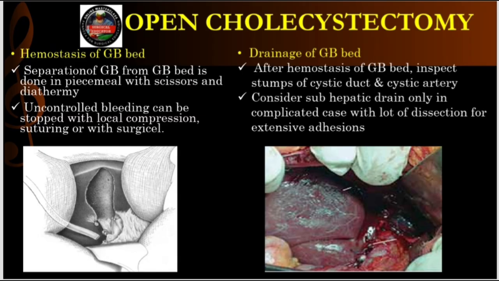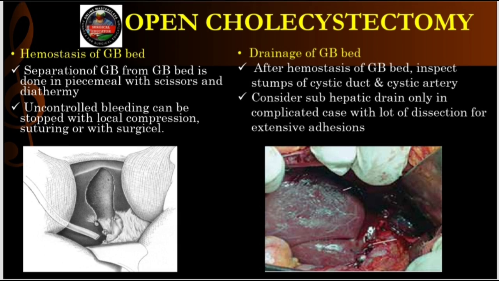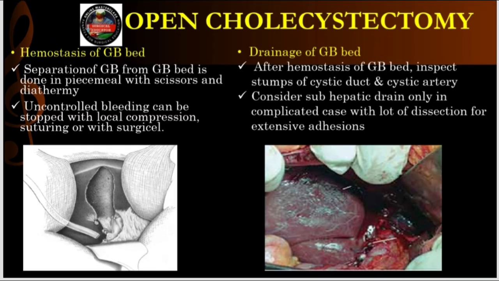Securing the liver bed. The top half covers hemostasis of the GB bed. It reiterates that separation is done piecemeal, but it adds a critical protocol. Uncontrolled bleeding stopped with local compression, suturing, or Surgicel. Right, because once the gallbladder is extracted, the surgeon's attention shifts entirely to the gallbladder bed. That's the raw, exposed crater left behind on the underside of the liver. And it's still bleeding.